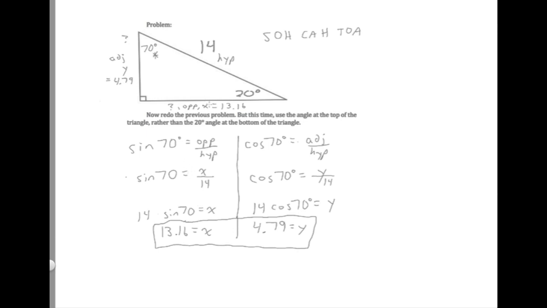Now, how should these answers compare to the answers from the previous problem? Well, if we did things correctly, they should be exactly the same. So let's see. 13.16 for x, yes, and 4.79 for y. Good. All right, so again, we just did that for practice. Normally, you would just use the angle that was given to you by the problem, but for practice, it's good to use the opposite angle to really get a better feel for how sine, cosine, and tangent work.